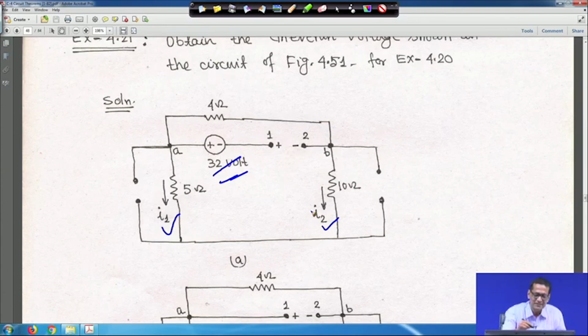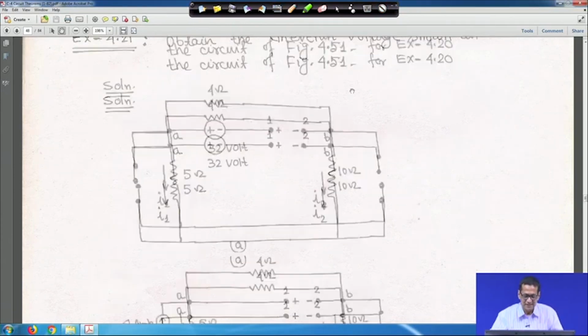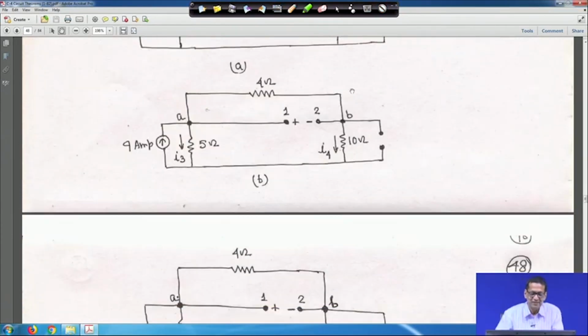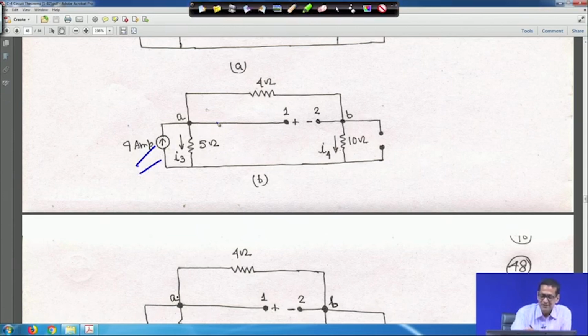Next one is that you consider only the 9 ampere current source. This is your 9 ampere current source, and the voltage source is shorted and the other current source is open, only one at a time, and the currents here are I 3 and I 4. You have to solve for I 3 and I 4.